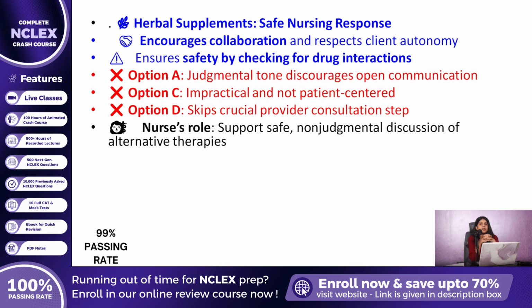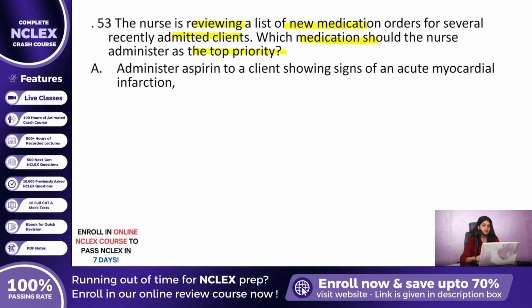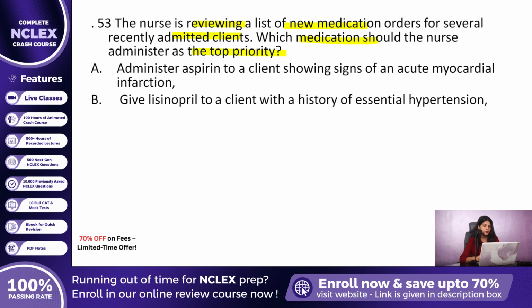Let us now turn our attention to a classic prioritization scenario in acute care. Question 53. The nurse is reviewing a list of new medication orders for several recently admitted clients. Which medication should the nurse administer as the top priority? The options include A. Administer aspirin to a client showing signs of an acute myocardial infarction. B. Give lisinopril to a client with a history of essential hypertension.